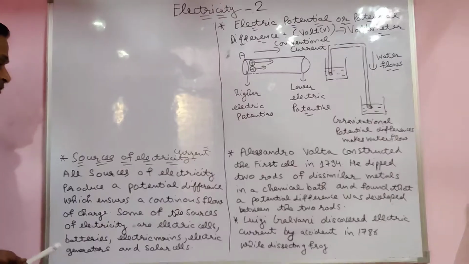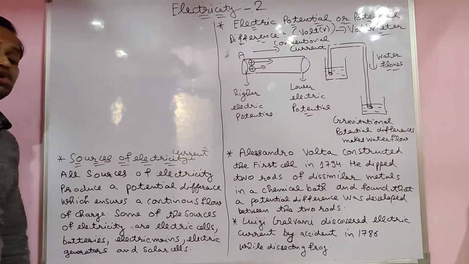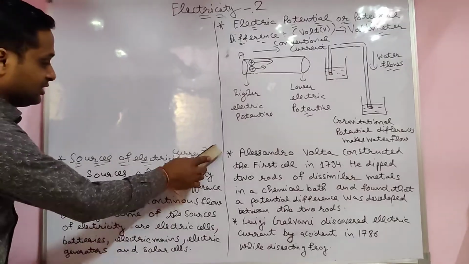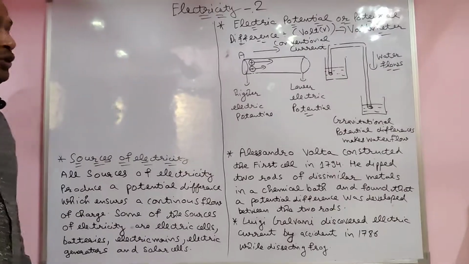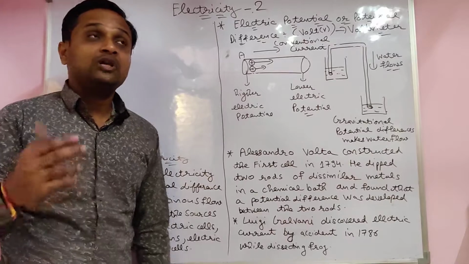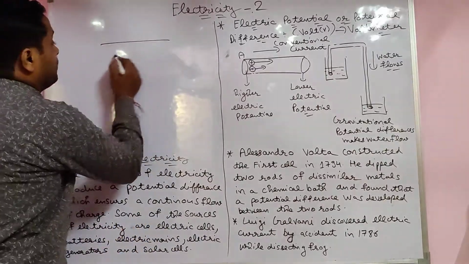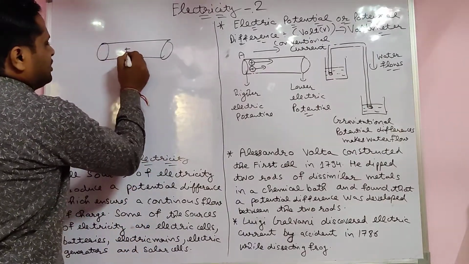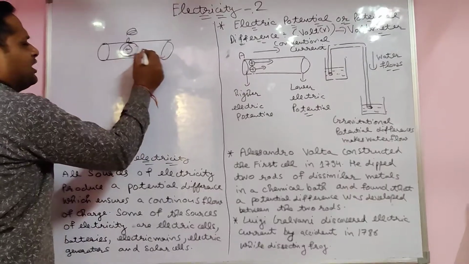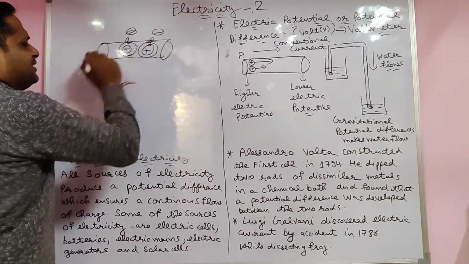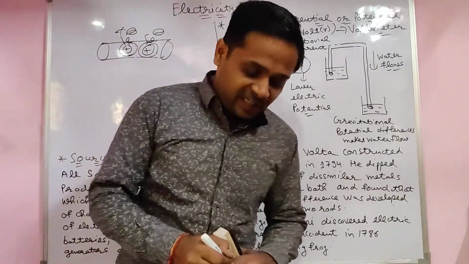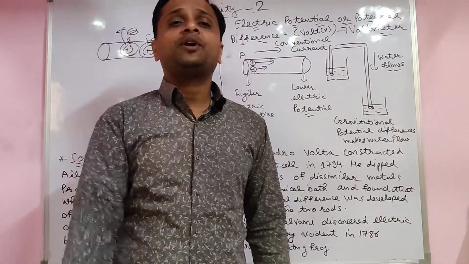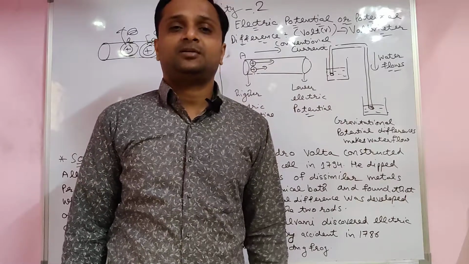Now students, our next topic is the source of electricity. How is electricity produced? For example, this is a copper wire. The positive and negative charges are already present and they move randomly here and there. No electric current is there. Current is produced only when there is a potential difference.